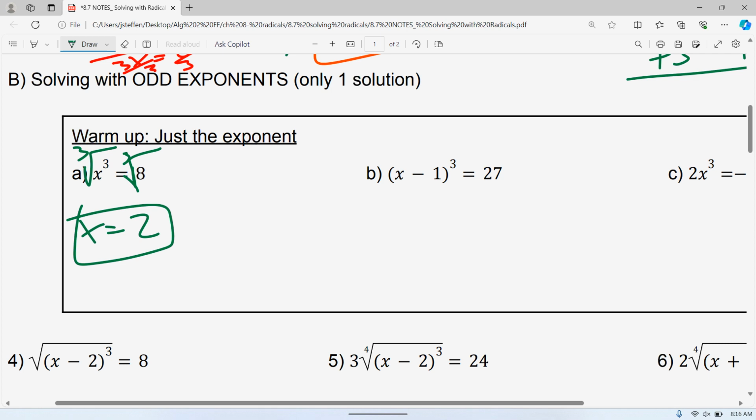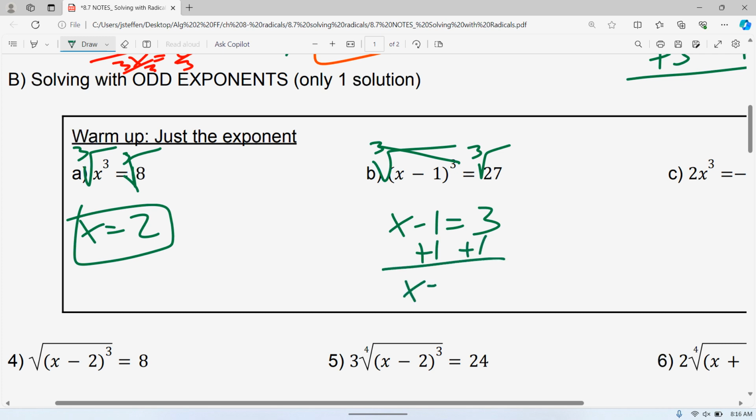It's almost the same steps we did before on those first 3. The only difference is instead of a radical, it's an exponent. B, get the exponent by itself with the parentheses. The third root of 27 is 3. Then the last step, solve that equation. Four for that one.